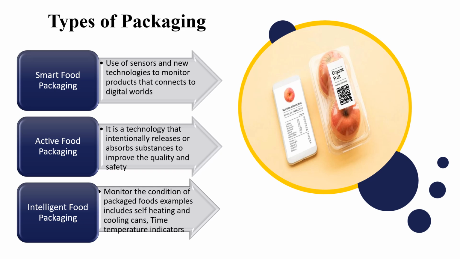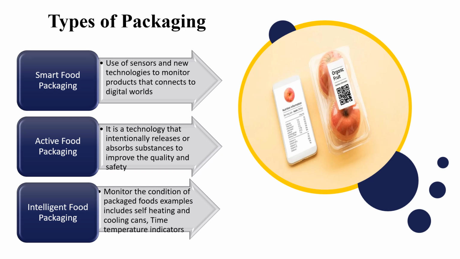For example, ascorbic acid, which is also known as vitamin C, is used in the packaging material to prevent the food from oxidation and spoilage, like in fish and tomatoes, and this helps keep the food fresh for a longer time. Now coming to the next, which is the intelligent packaging.